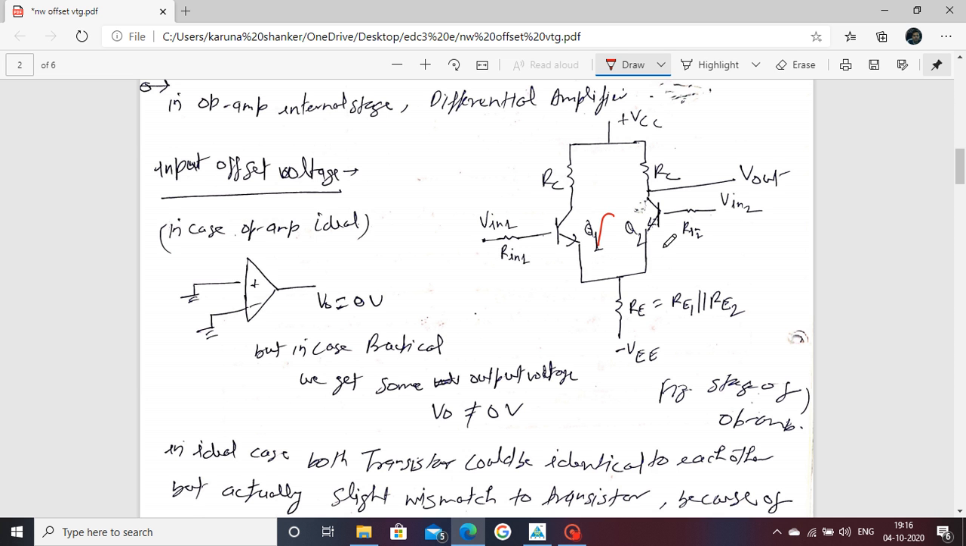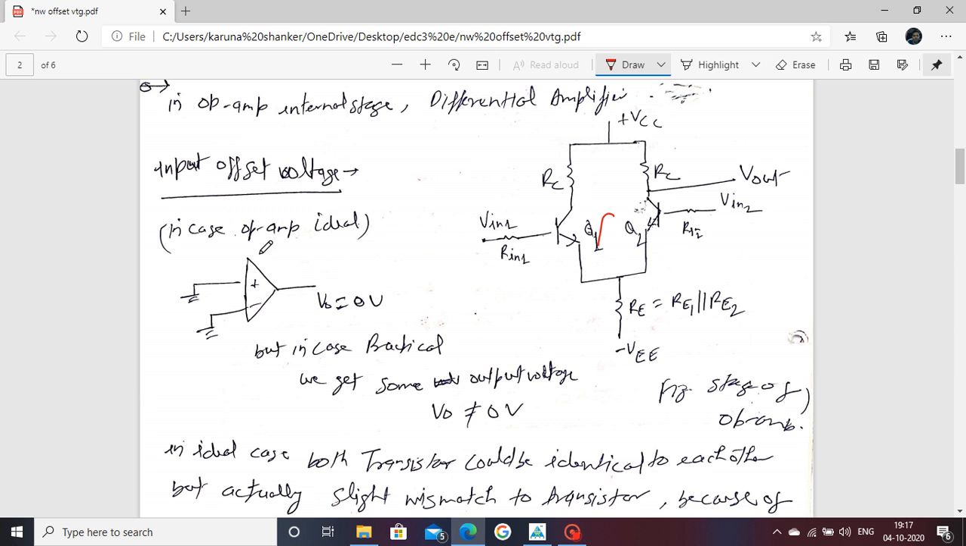This is your inverting and non-inverting terminal. That is why V1 and V2. Because of the mismatch, the output is not equal to 0, which means some output comes without any input signal being applied. That is called input offset voltage.